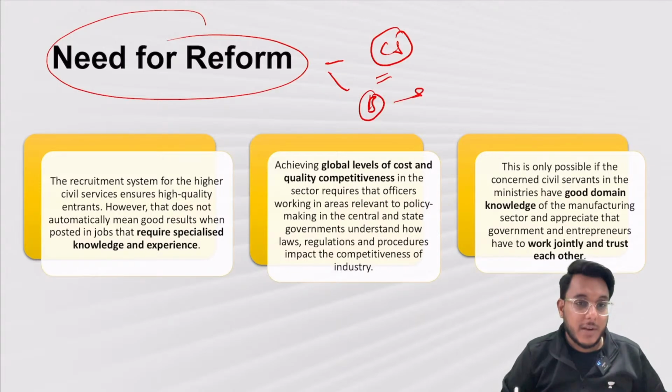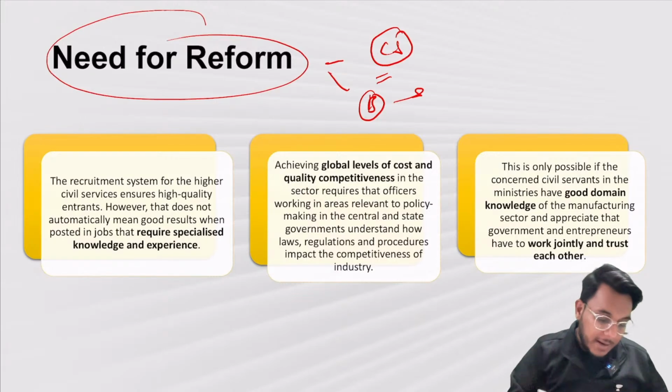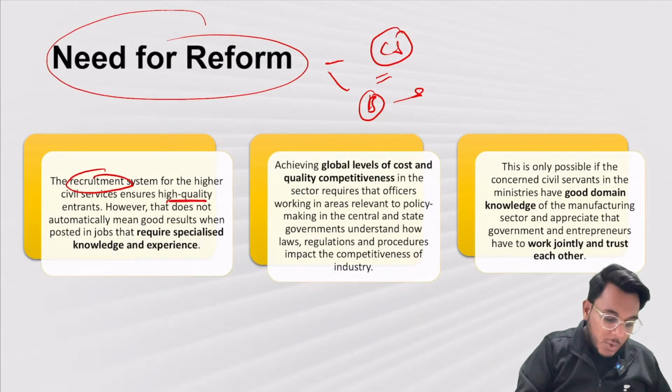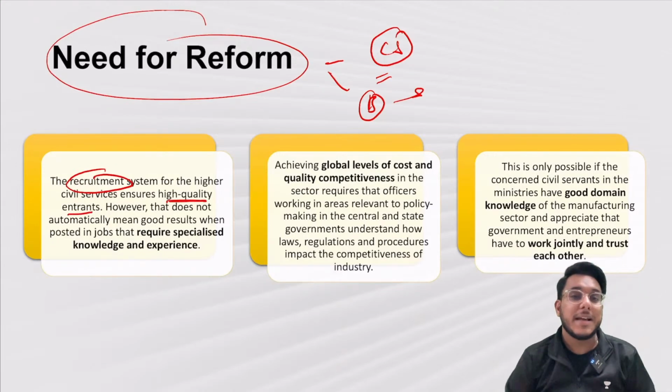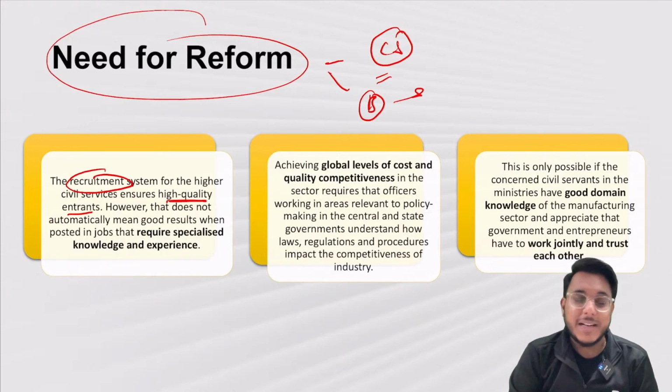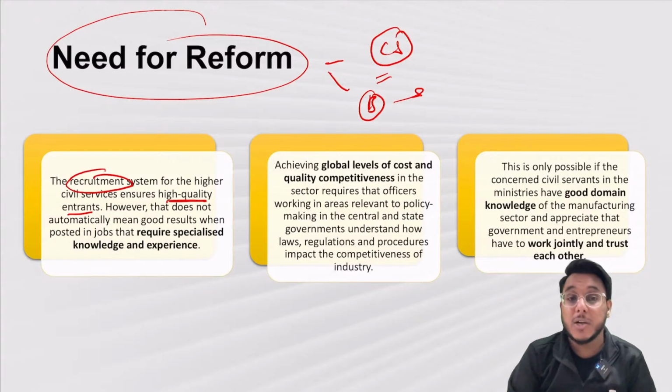They need to be more favorable. Now, when we talk about the recruitment of bureaucrats, we say this particular thing, that the recruitment system is based on merit, where only high quality aspirants are entering the bureaucracy. But it doesn't mean that if a person is academically bright, that particular person will be able to do the desired job in bureaucracy.